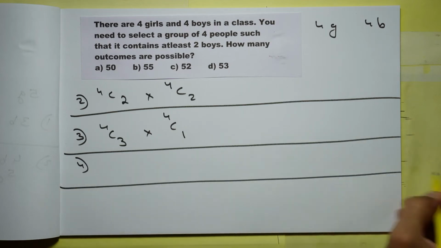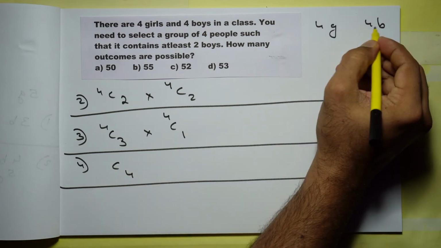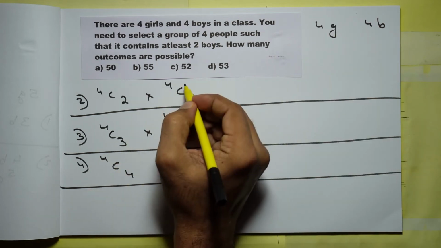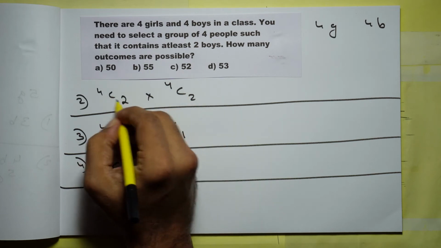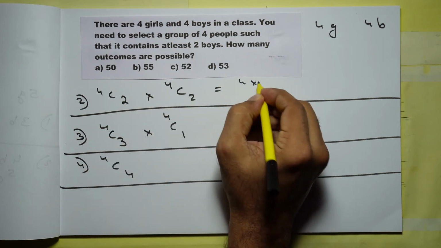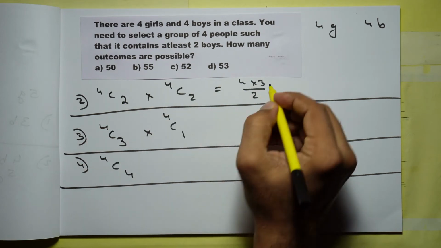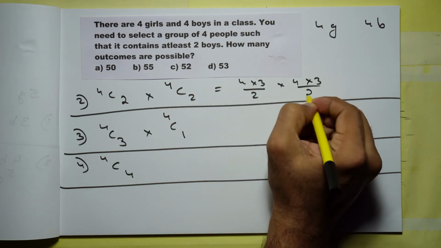And finally, it is possible that you can select all 4 of them from the 4 boys. So this or this or this. Whenever "or" comes, you have to add. So we'll find out the number of outcomes for this. 4C2. So that will be 4 into 3 by 2. This is also 4C2. That is 4 into 3 by 2.